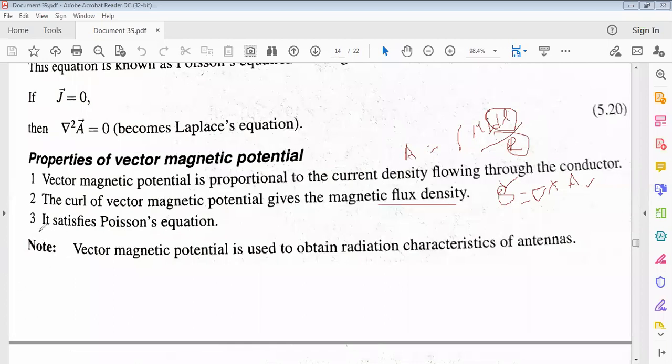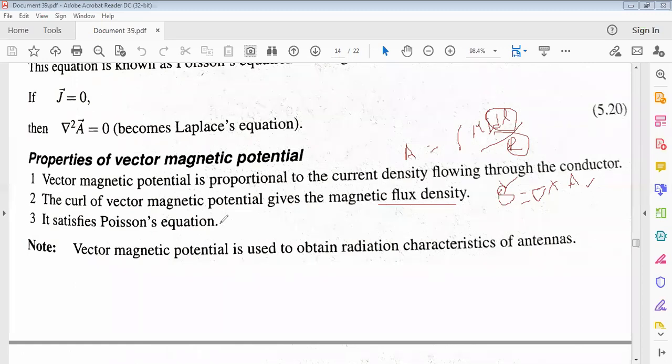And the third property is that it satisfies the Poisson's equation. See here, del square A equal to minus mu J, from the above expression. It satisfies the Poisson's equation, and when J tends to 0 according to the material property, then it becomes the Laplace equation.